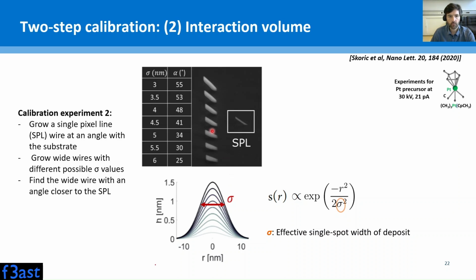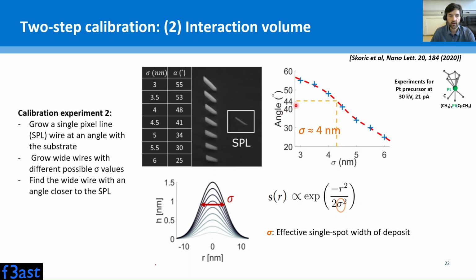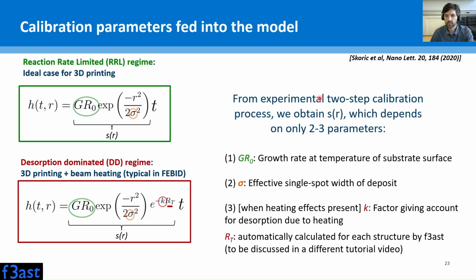So we grow these different wires with different possible sigma values, and then we find for which wider wire we have the angle closer to the single pixel line. In this case, it's 44 degrees for the single pixel line. Therefore, at the moment where I had sigma close to 4 nanometers, I had a good agreement in terms of angle. This means that I am effectively taking into account well the interaction volume of the Febit process, and therefore I can start to fabricate more complex 3D geometries.